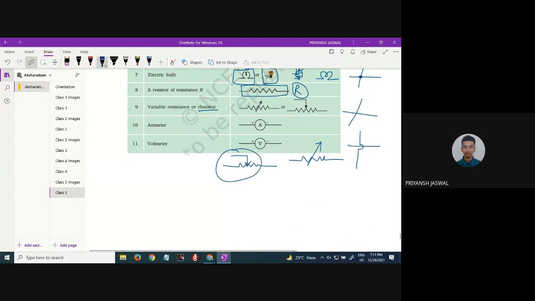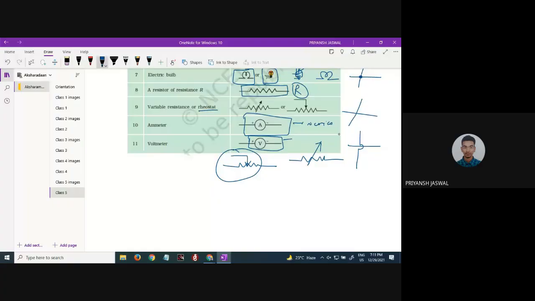Here we discuss the symbol of an ammeter. This is the symbol of a voltmeter. An ammeter is connected in series in the circuit, and a voltmeter is connected in parallel across the points where we want to measure the potential difference.